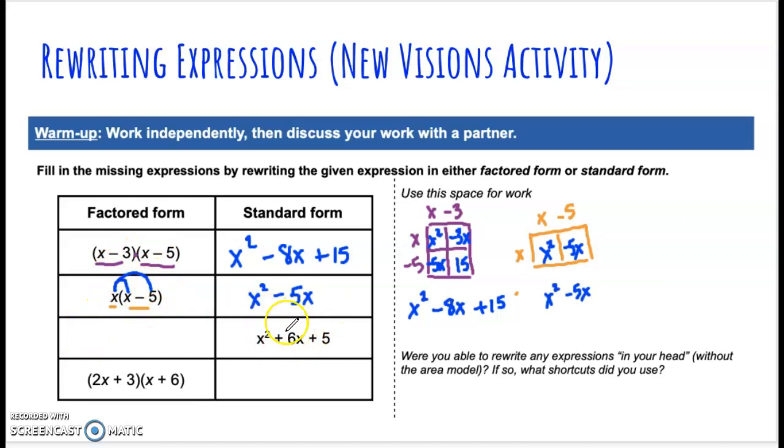This next one, they're asking us to factor, go from standard form to factored form, which we haven't learned yet. So for right now, I'm going to skip that and we'll come back to it. Down at the bottom here, we have a little bit more complicated of a binomial times a binomial. So let's go ahead and we'll make our box. I've got a little room, so I'm going to make a bigger box. And I'm going to do 2x plus 3 and x plus 6.